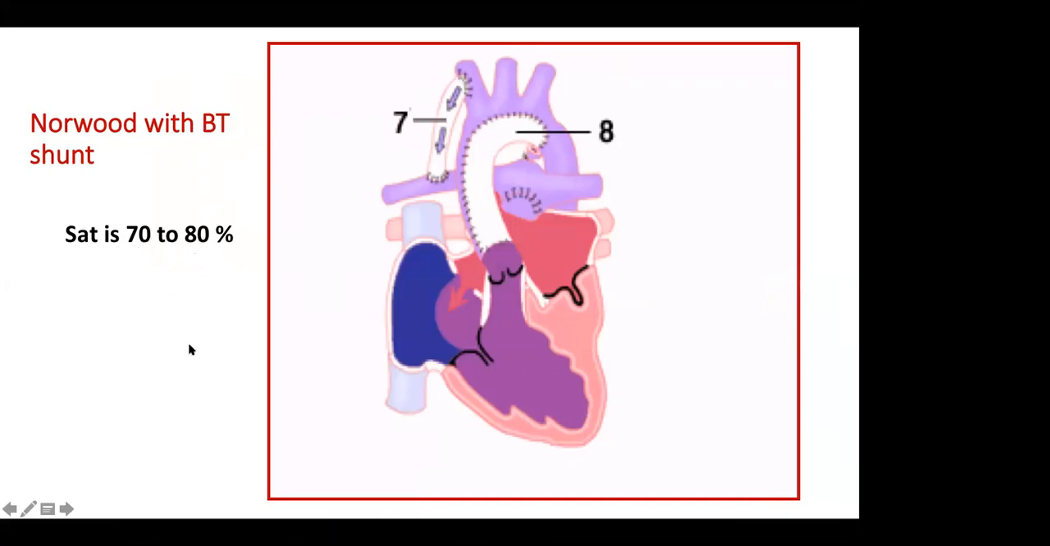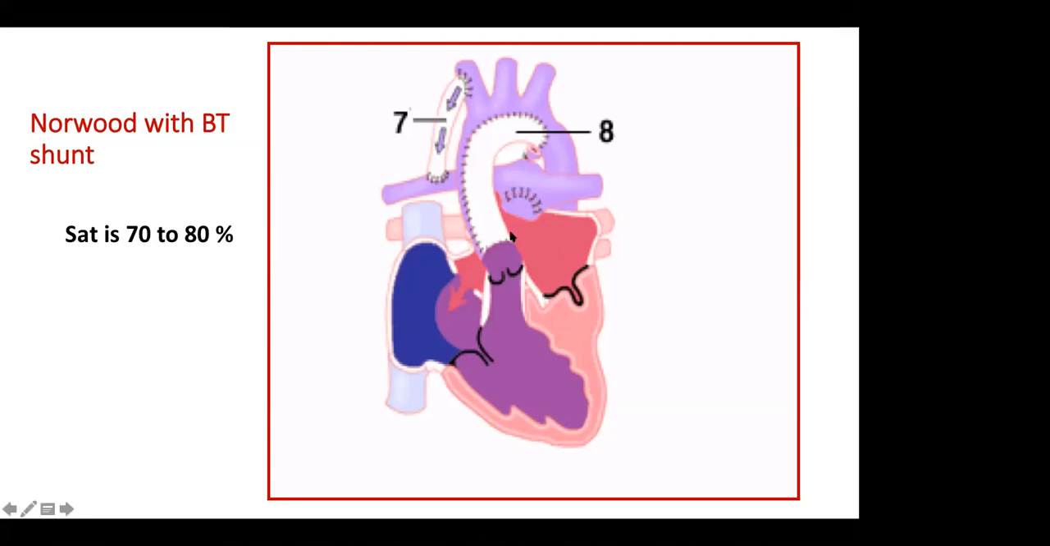So if you are working in a small city without cardiac surgery, and you have a patient with a report that says he is a Norwood patient with a BT shunt, he came to you with any disease, but his saturation is between 70 and 80, you gave him oxygen, and it did not go up. Don't panic. This is the acceptable saturation for a BT shunt.